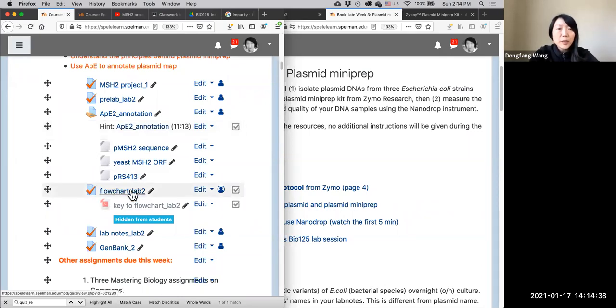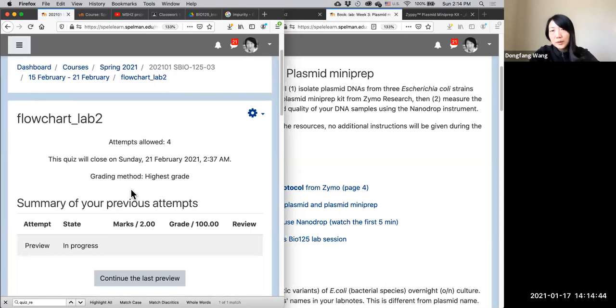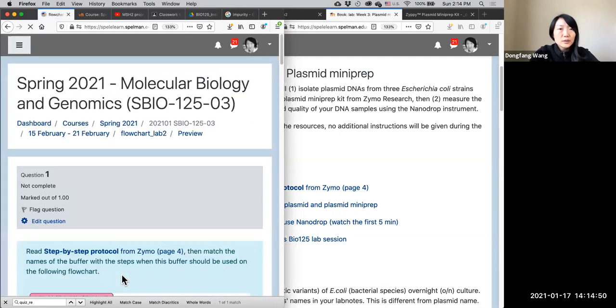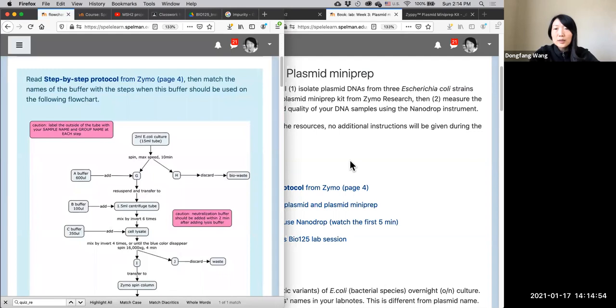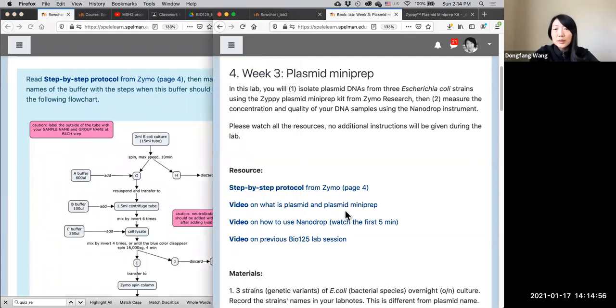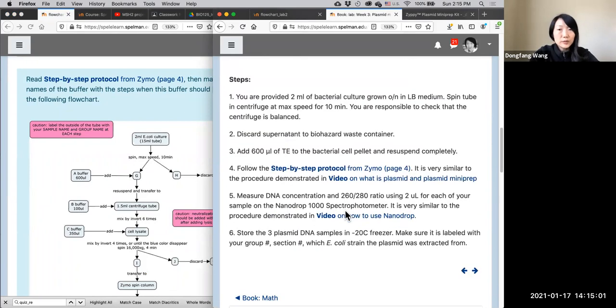All right, so coming back to Flowchart Lab 2. I'm going to do a couple of questions here just to give you an example of how to approach this type of assignment. The goal here is to turn the protocol right here into a flowchart. This is what we normally do in the lab.